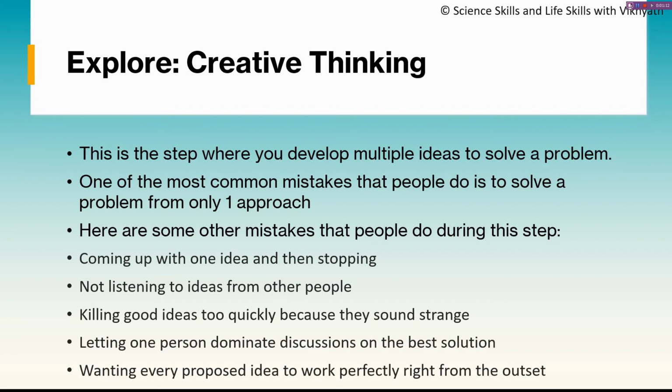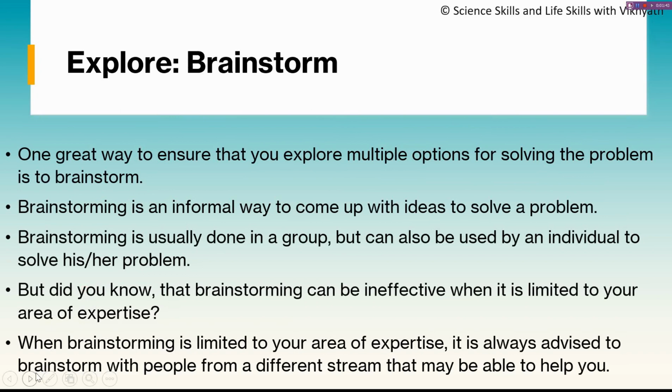One of the most common mistakes that people make is to solve a problem from only one approach. And here are some other mistakes that people make during this step. Some people come up with one idea and then stop. They don't listen to other ideas from other people, and they kill good ideas too quickly because they sound strange. They let one person dominate discussions on the best solution, and they want every proposed idea to work perfectly right from the outset. So, these are some common mistakes that people make.